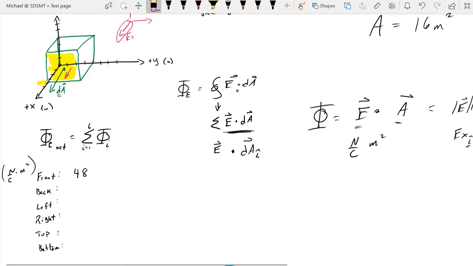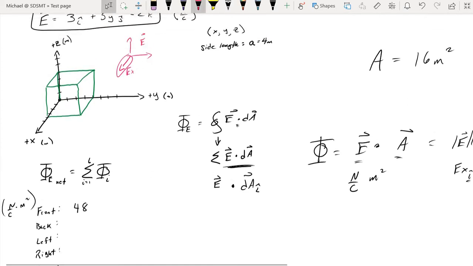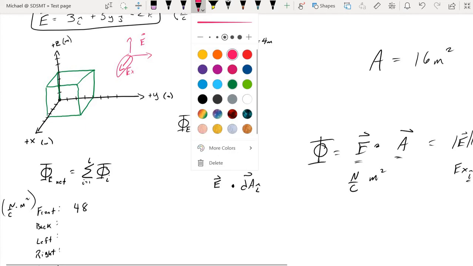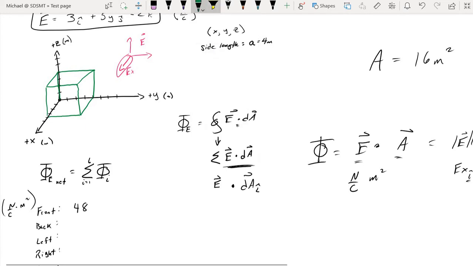All right, well, now we need the back face. The back face of the cube is pointing towards the back. So the back face of the cube is back here.